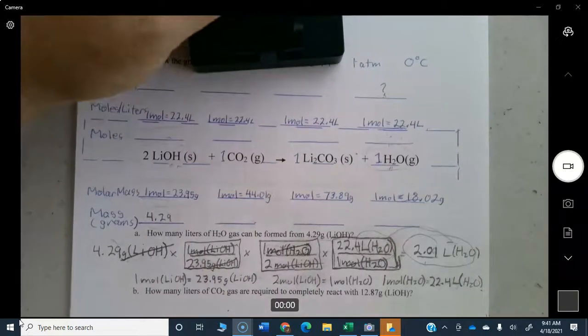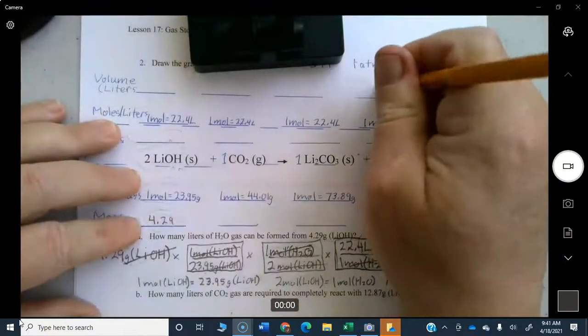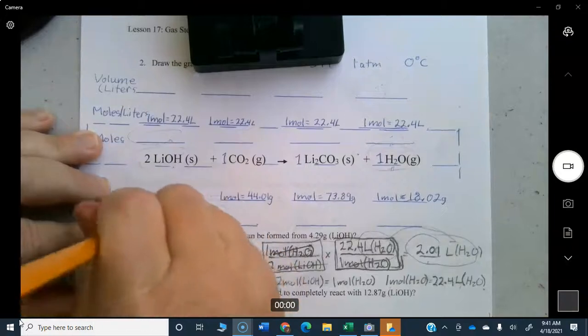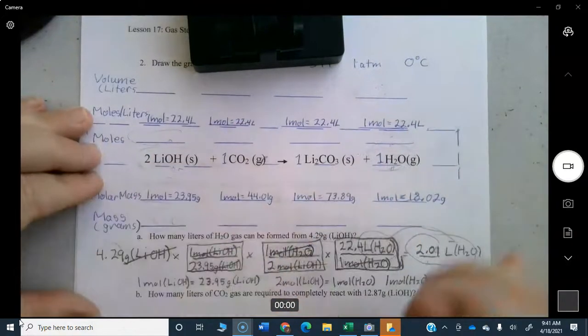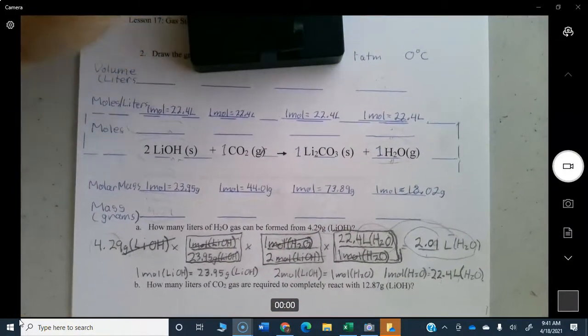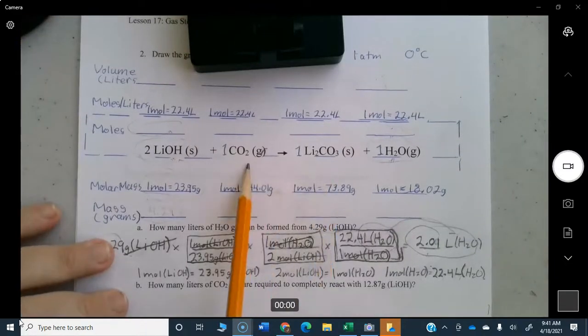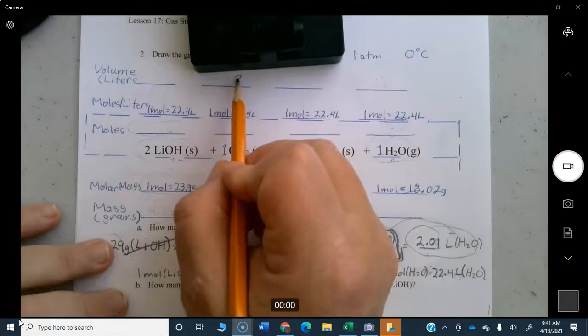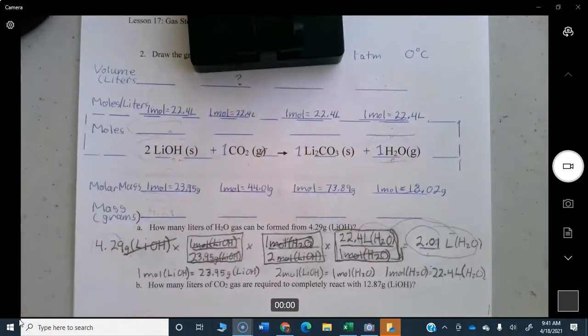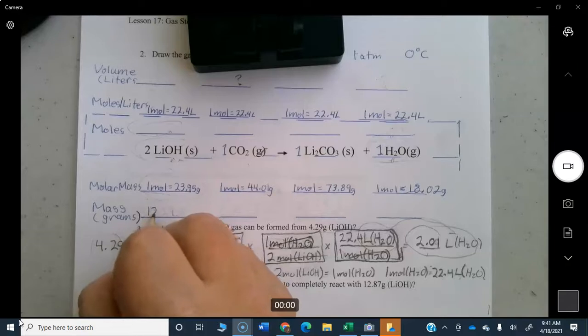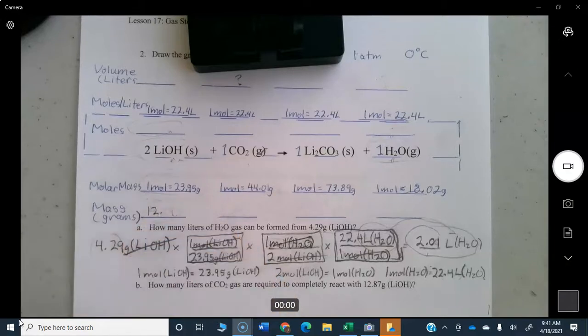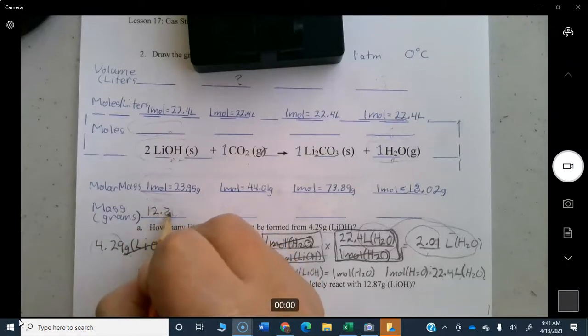Okay, let's keep going. First, I'm going to erase my question mark up here and my 4.29 number down there. We can squeeze everything on here at the same time. How many liters of CO2? So here's CO2, and liters is up here, so that's the question mark. How many liters of CO2 are required to completely react with 12.87 grams of LiOH? So LiOH is over here. Grams is down here. So that's where the 12.87 goes.